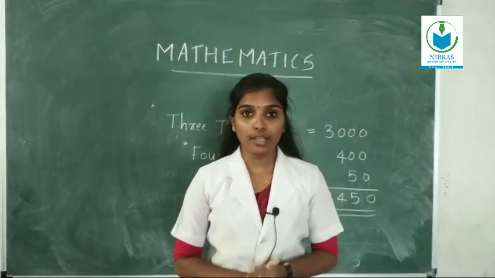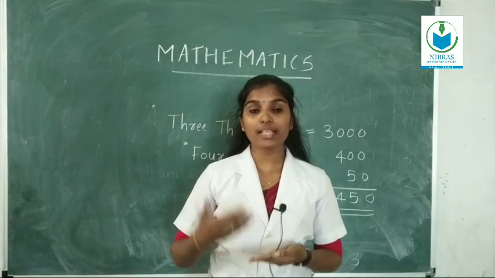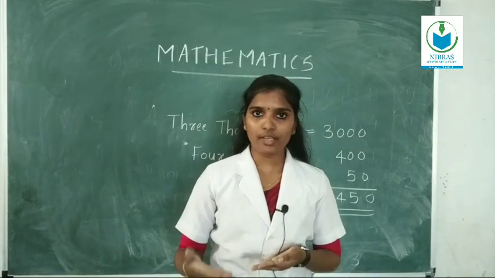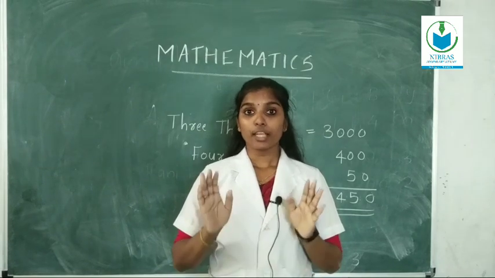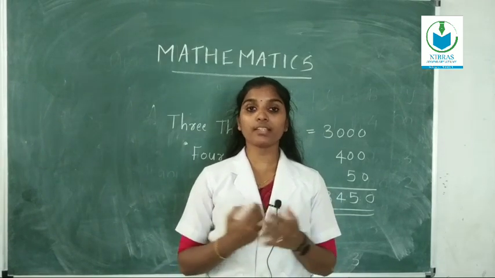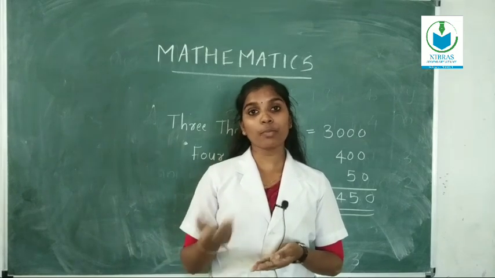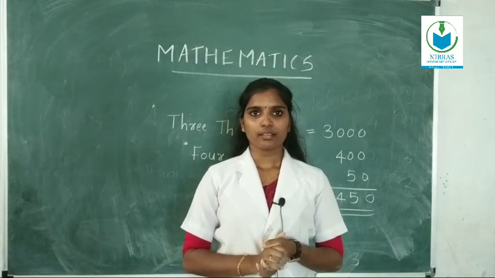Today we studied that if we have a 4-digit number, then we can calculate how many thousands are there, and then how many hundreds, how many tens and how many ones are there. Okay, so if we have a 4-digit number, then we can understand how many thousands, hundreds, tens and ones there are. Okay, thank you.